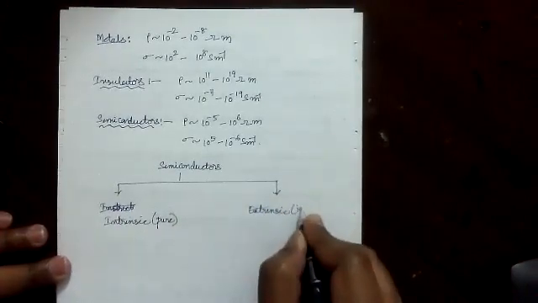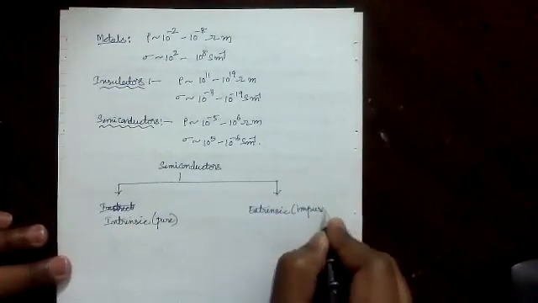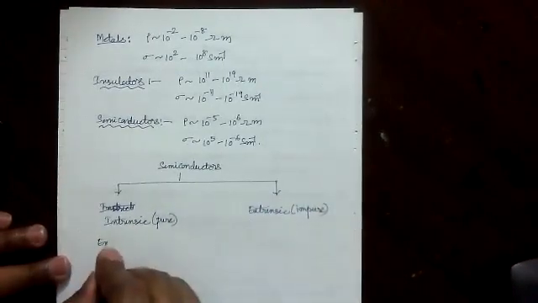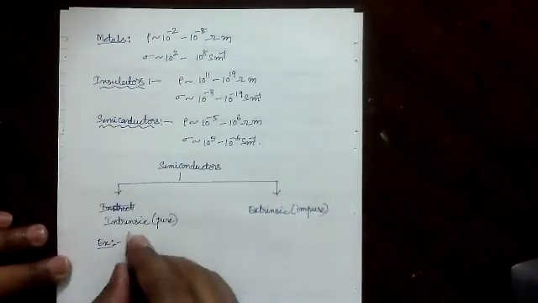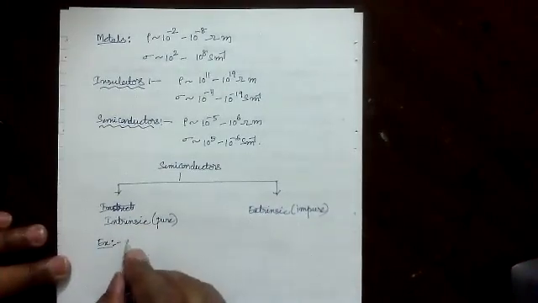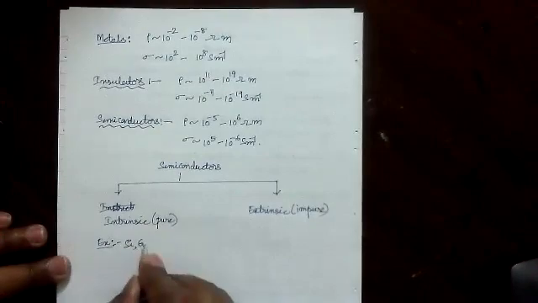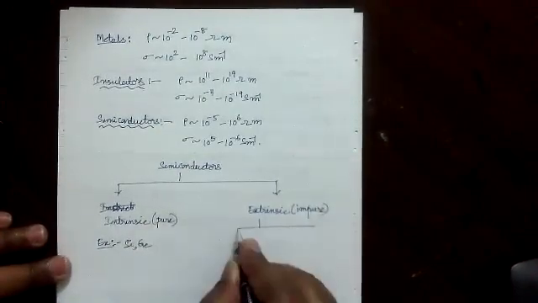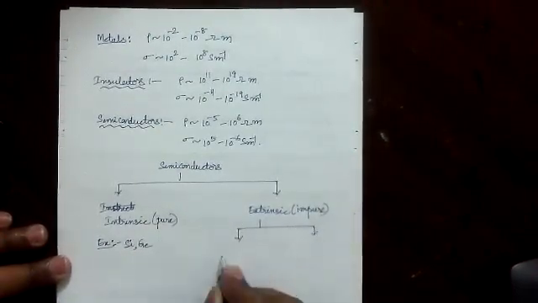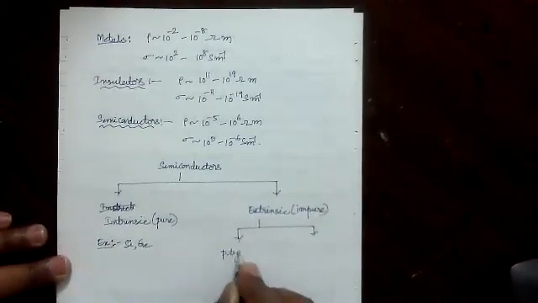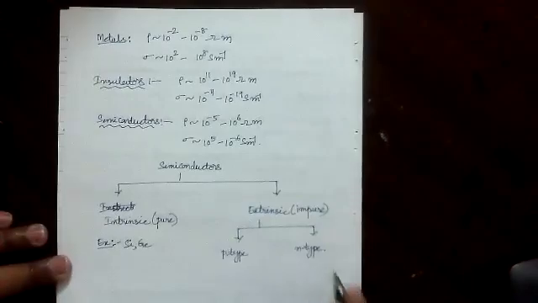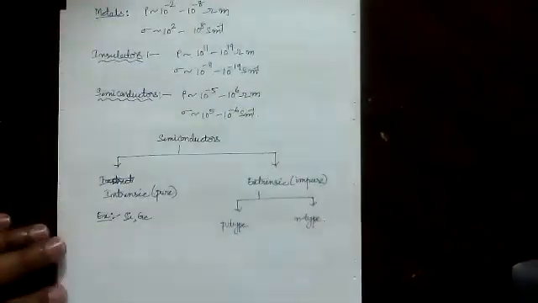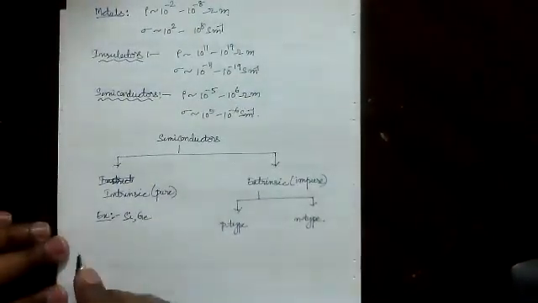Extrinsic or impure semiconductor. Pure is what? Example for intrinsic, pure: we can write silicon and germanium. And for extrinsic there are two, that is P type and N type semiconductors. This is the classification. Next one.